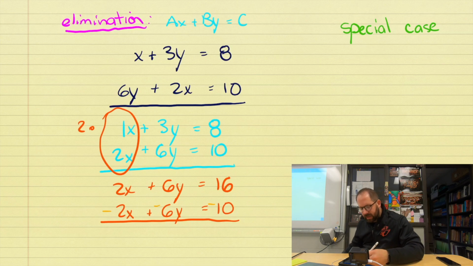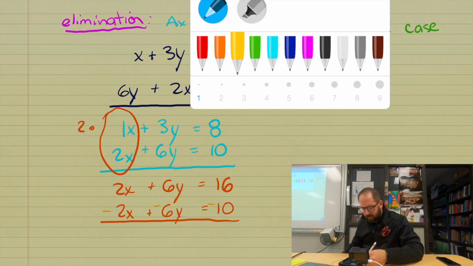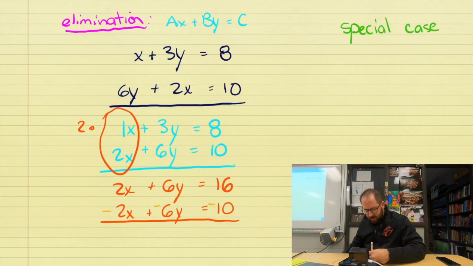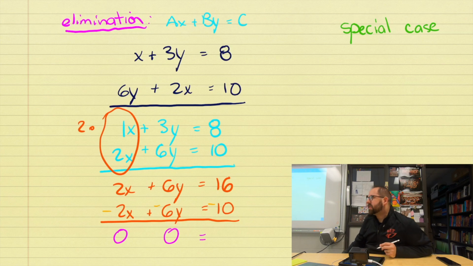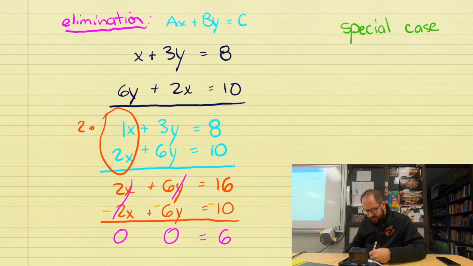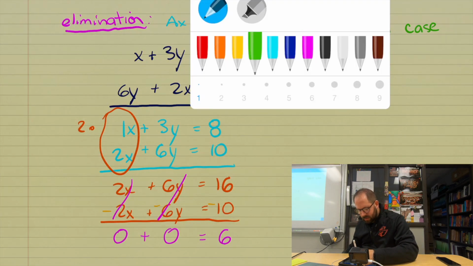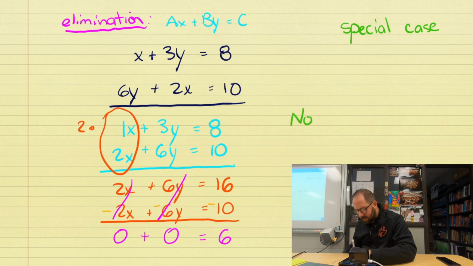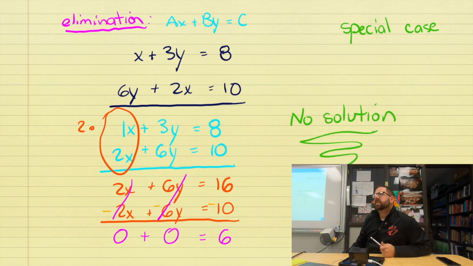So I add straight down, and what I'm going to get here is 0, 0, and a 6, right? Because this eliminated, that eliminated, and I have a 6 on the other side. Is 0 plus 0 equal to 6? No. This problem doesn't have a solution. There's no answer to this problem.